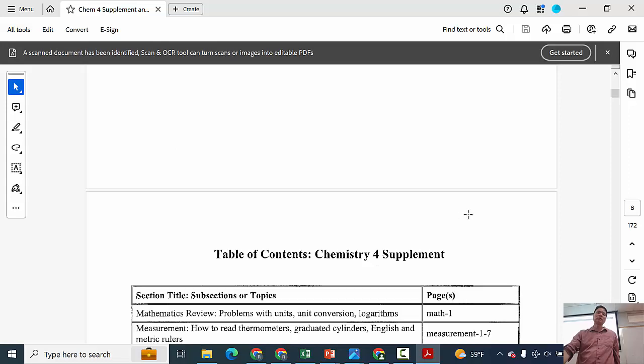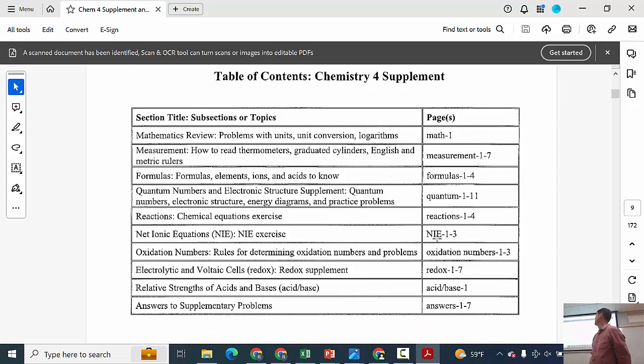The first part of this starts off with the supplement. If we look at the contents here: math review, measurement, formulas, quantum numbers, reactions, net ionic equations, oxidation numbers, electrolytic and voltaic cells, acids and bases, supplementary sections. These all go beyond what's in the book. For example, the book doesn't even talk about quantum numbers much. And so, to help the transition from Chem 4 to Chem 1.8 become smoother, we have an introduction to quantum numbers here in the supplement.